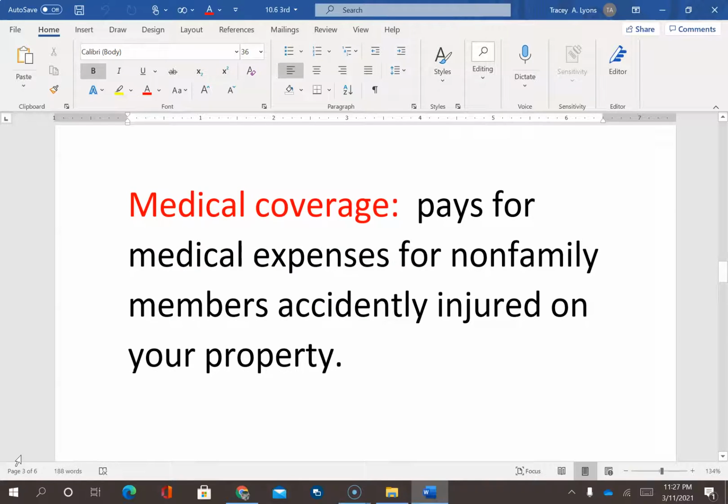Medical coverage pays for medical expenses for non-family members accidentally injured on your property. So even though you would think medical coverage covers your own family, it's actually non-family members that it covers.